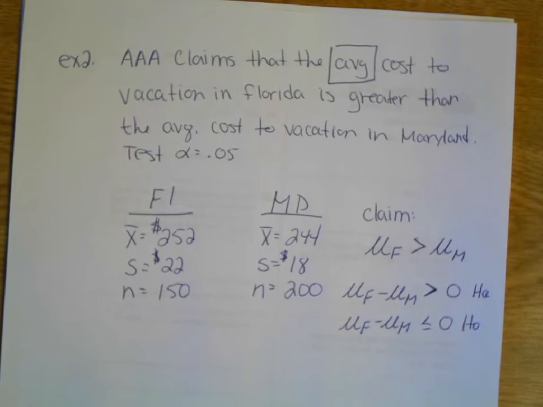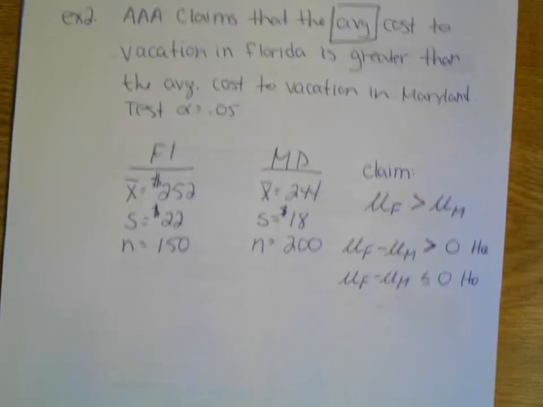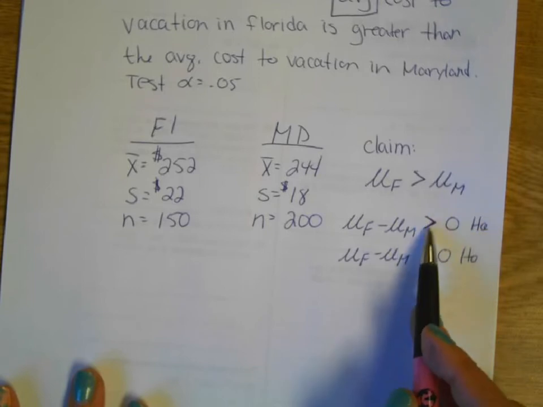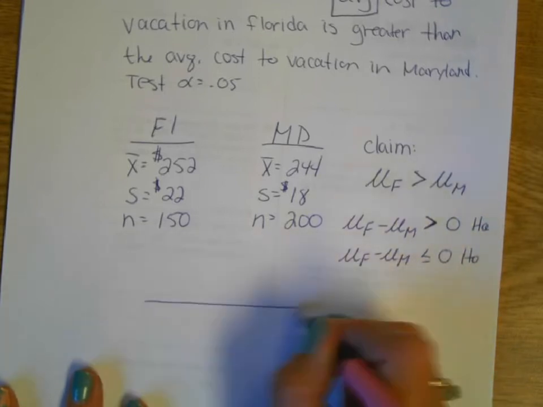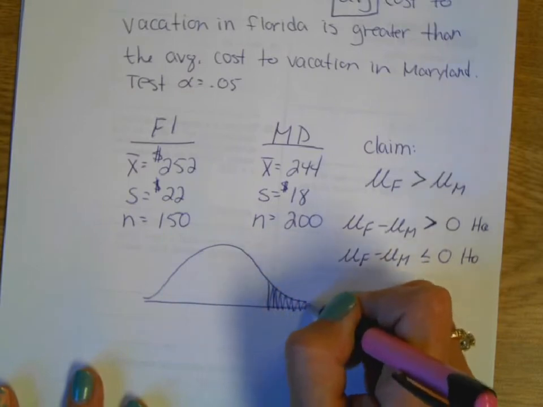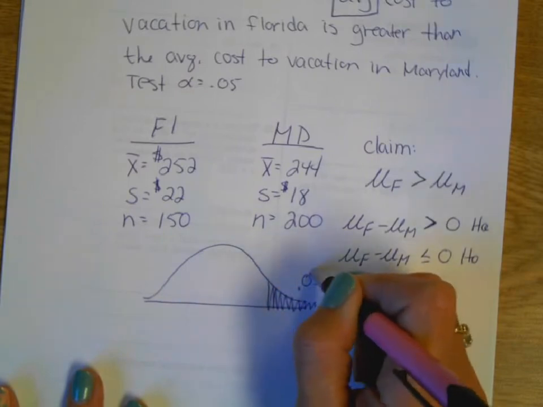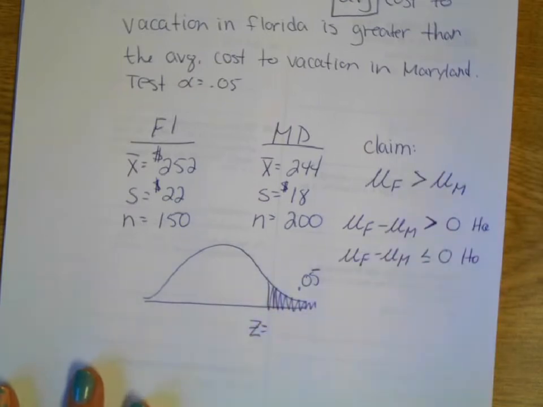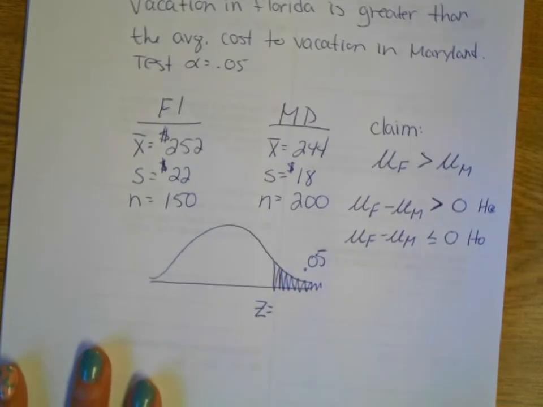Now you go to your rejection region. What kind of test are we doing here? Left tail, right tail, two tail. Ha, greater than, right tail. .05, positive z-score.